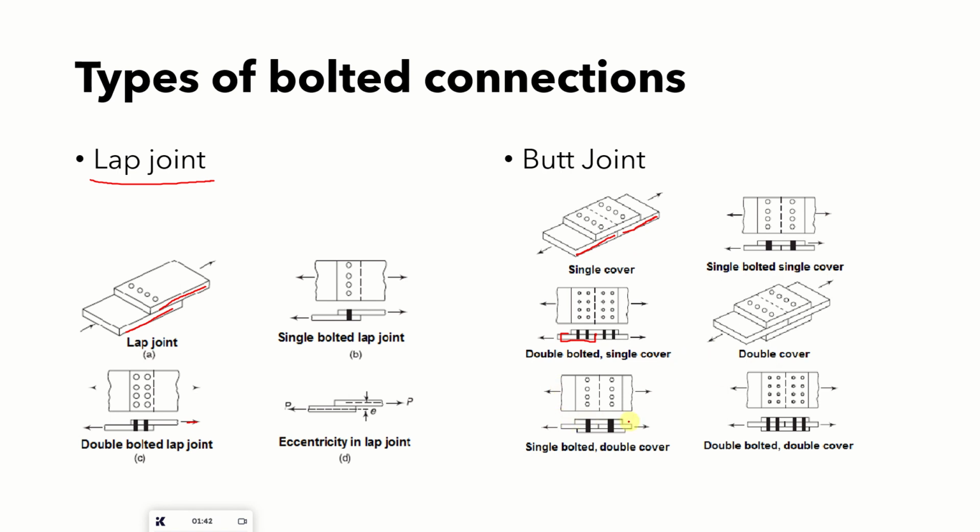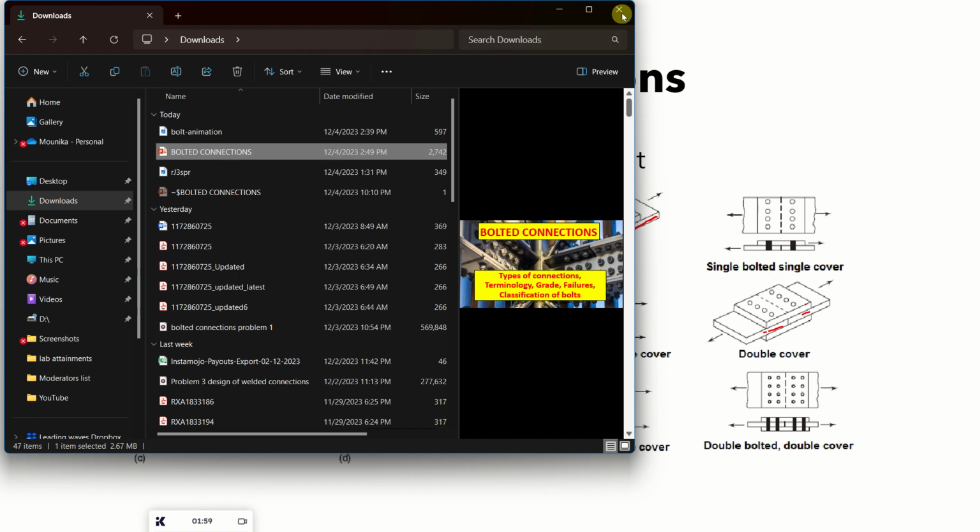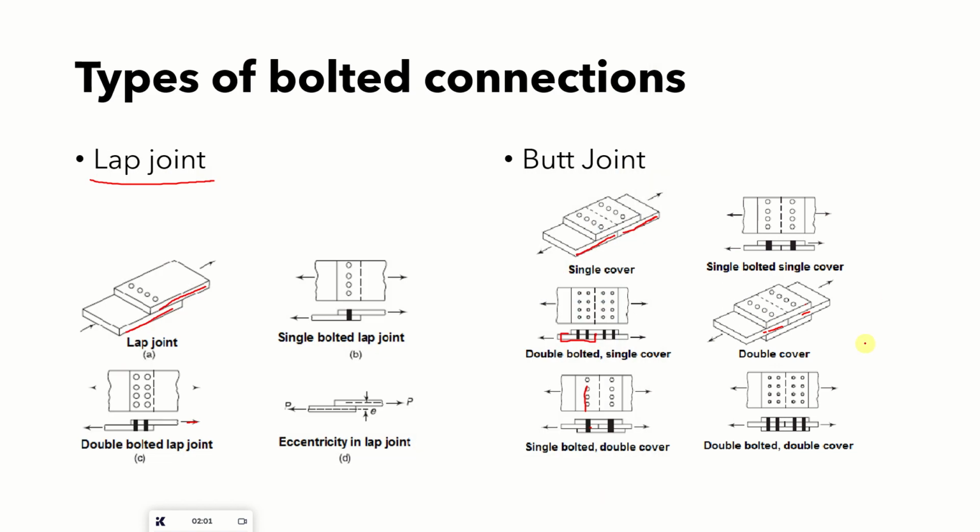This is a single bolted double cover butt joint. Two plates are covered by two cover plates, and these are connected by a single line of bolts. And in the double cover butt joint, you can see two plates are connected by two cover plates; this is a single bolted butt joint, and that is a double bolted butt joint.